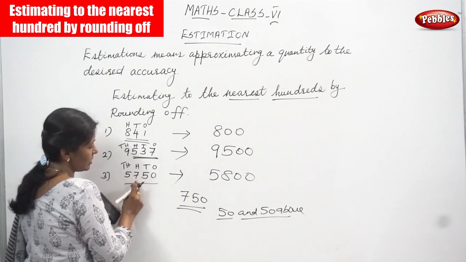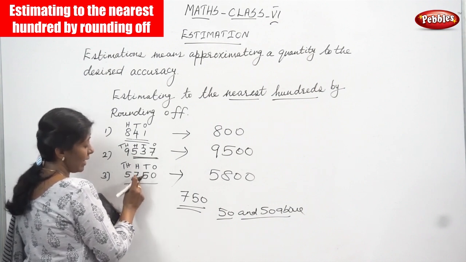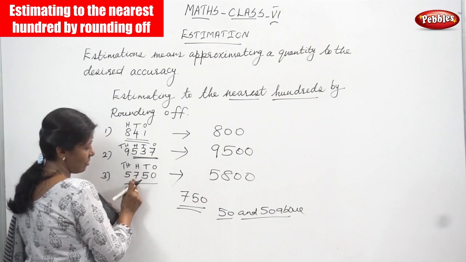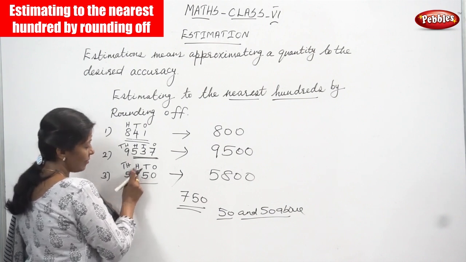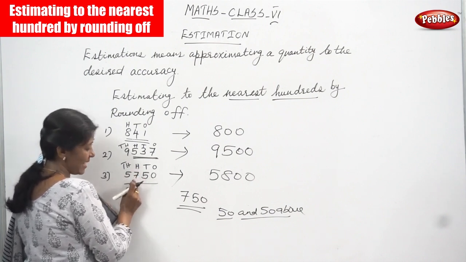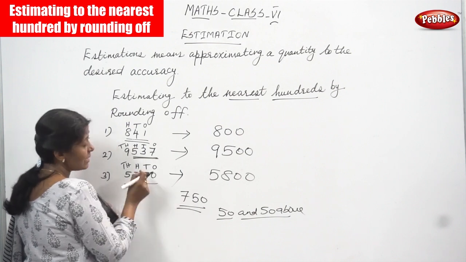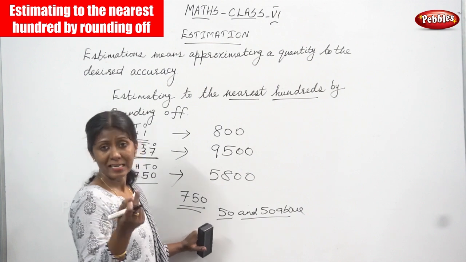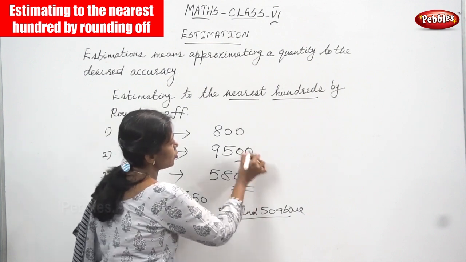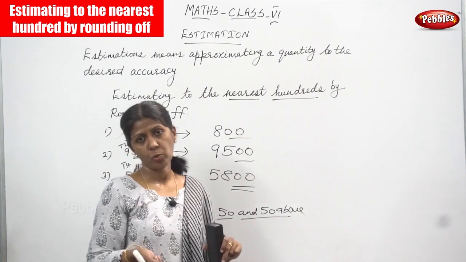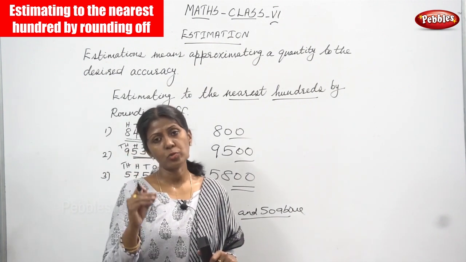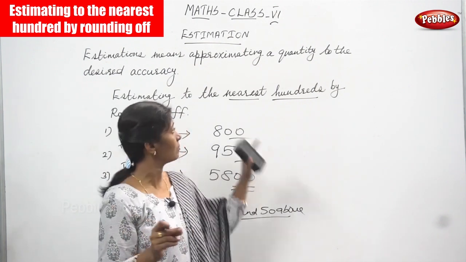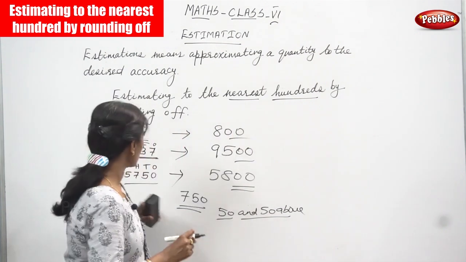Because 50 and above means you have to add one more to the 100 place. So you have to add 1 to this digit, 7. So it becomes 8, 7 plus 1 is 8. And after that, in the tens and ones place, you have to put zeros, because nearest 100 means the last two digits end with double 0. That is the nearest 100. I think you understand.